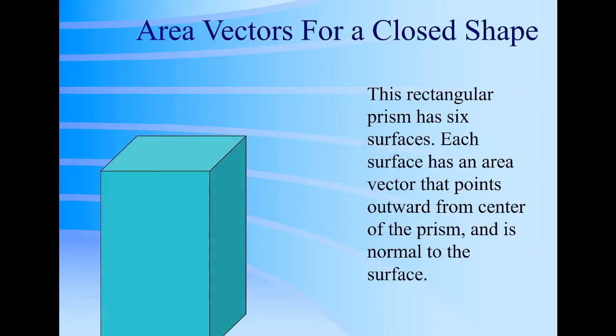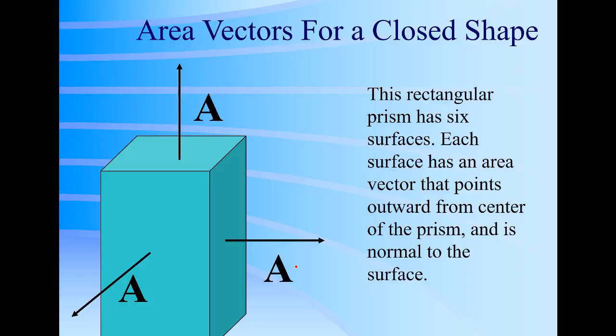Okay, now when we're thinking about a closed shape, we can have different area vectors. So this rectangular prism has 6 surfaces, and each one has an area vector that points outward from the center of the prism and is normal to the surface. So here are some of our area vectors, and before we picked i, j, k. So this one could be A j hat, this could be A i hat, and this could be A k hat, but they're all equal to A n hat. It's just that n is in different directions.